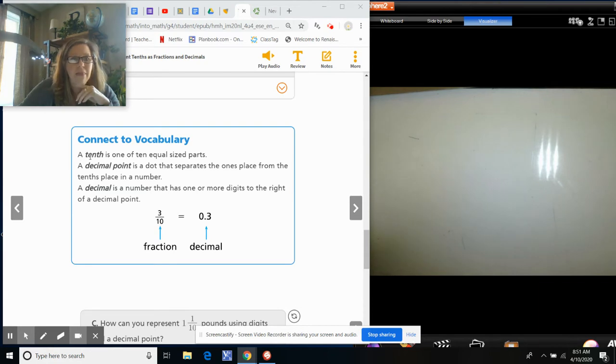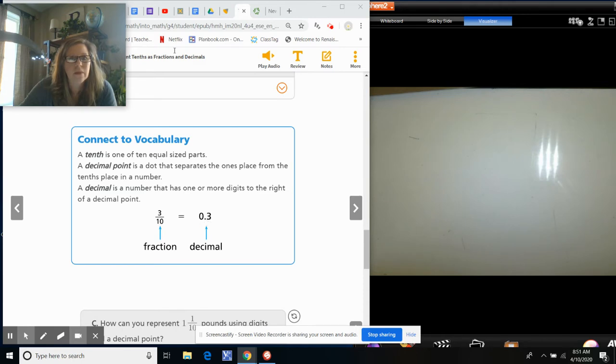So it says a tenth is 1 of 10 equal-sized parts. So just like we were talking about in that last video. A decimal point is a dot that separates the 1 place from the tenths place in a number. And a decimal is a number that has 1 or more digits to the right of a decimal point. Okay, so here is your decimal.